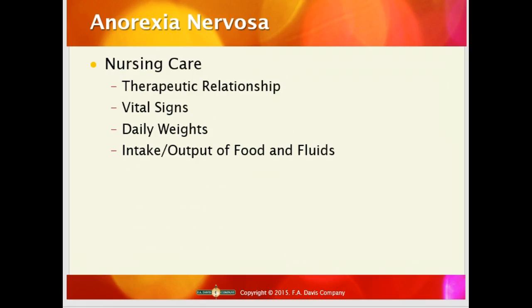Your nursing care: you want to have a therapeutic relationship. You want to monitor vital signs, keep daily weights, monitor intake and output of foods and fluids. This needs to be a multidisciplinary approach. They need treatment early on. You want to restore their nutrition. That is the main goal, to restore their nutrition and prevent life-threatening electrolyte imbalances and arrhythmias. This can be fatal for 18% of people with anorexia nervosa.